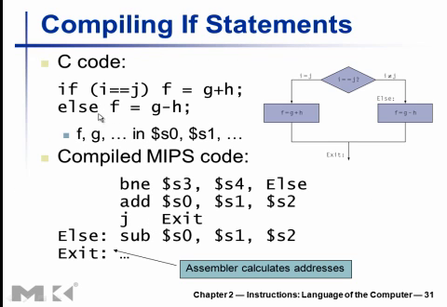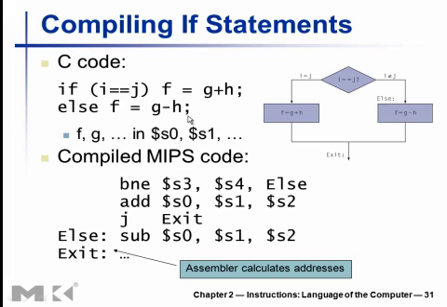Okay. So here is the C code for the if-then-else structure. If i equals j, then f is g plus h, else f is g minus h. So f depends on the condition i equals j. If that's the case, then f is the sum of g and h. If i is not equal to j, that's this branch, the else case, where f will be the difference of g and h, g minus h.